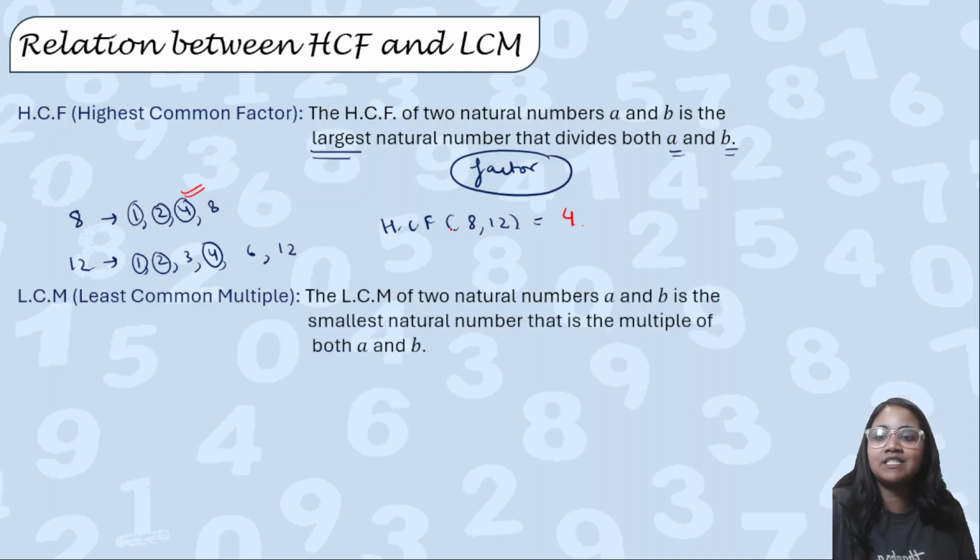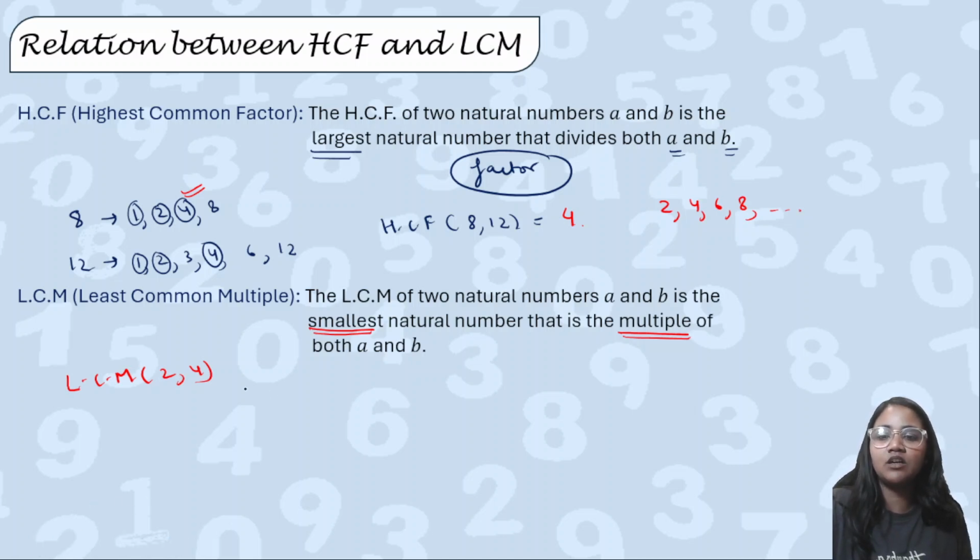Now let's see what the LCM is. Least common multiple. The least common multiple of two natural numbers A and B is the smallest natural number that is a multiple of both A and B. Now, multiple. You know what is a multiple? If I say multiples of 2, it means 2, 4, 6, 8 and so on, right? So let's find out the LCM of 2 and 4. Okay, very easy, I have taken. Let's see.